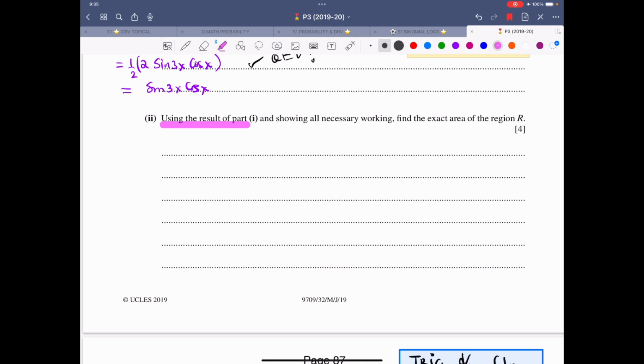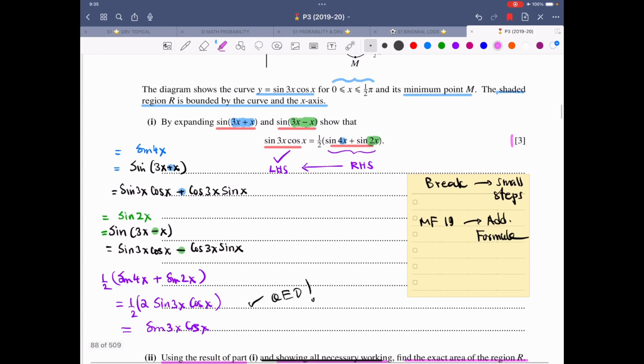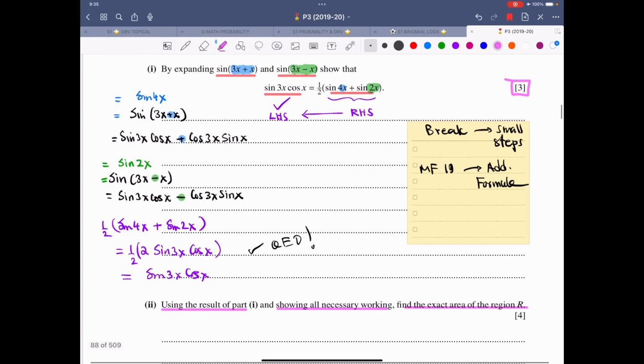Using the result of part 1, that is too thick. Let me thin line it. Showing all the necessary working, find the exact area of the region for 4 marks. And by the way, this was for 3 marks. This one is for 4 marks.